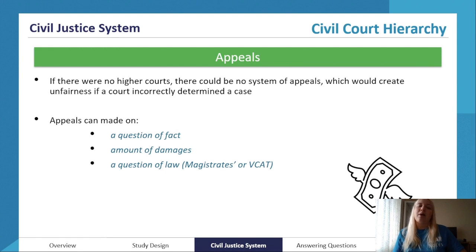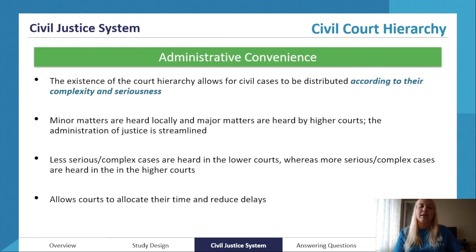It can also be based around the amount of damages, them being excessive or insufficient, or a question of law. A question of law, same as you had in the criminal justice system. Gaps in the law need to be filled in, or it hasn't been interpreted and applied correctly. Okay. Now, administrative convenience. Civil cases can be distributed according to their complexity and seriousness, we said. So you need to be able to give that example.